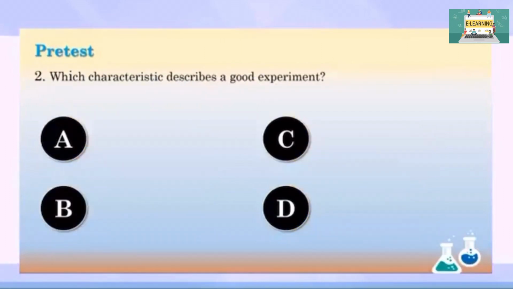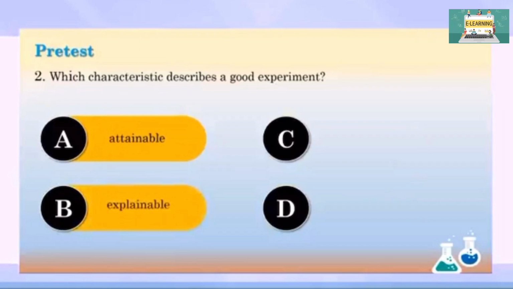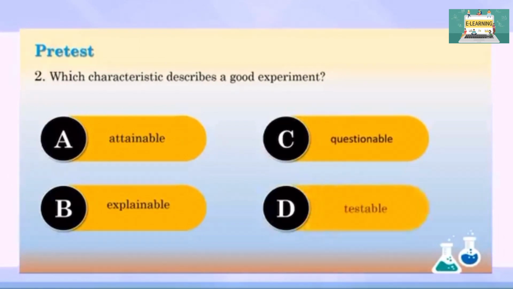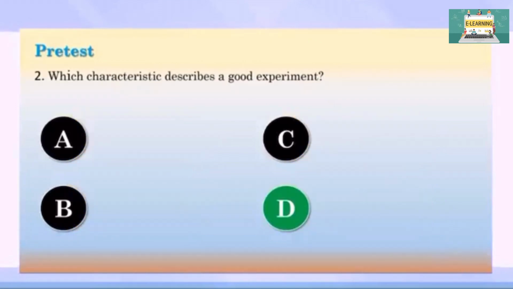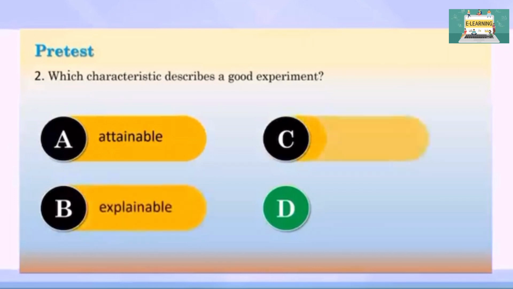Number 2. Which characteristic describes a good experiment? A. Attainable, B. Explainable, C. Questionable, and D. Testable. Okay, the right answer is letter D. Testable.